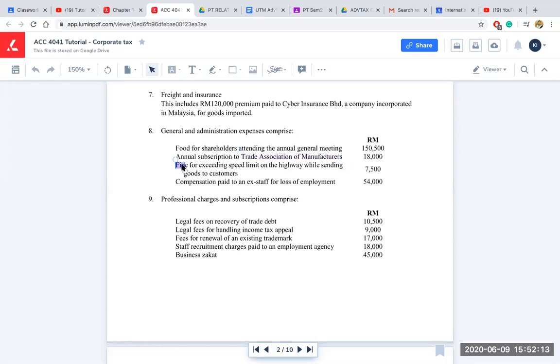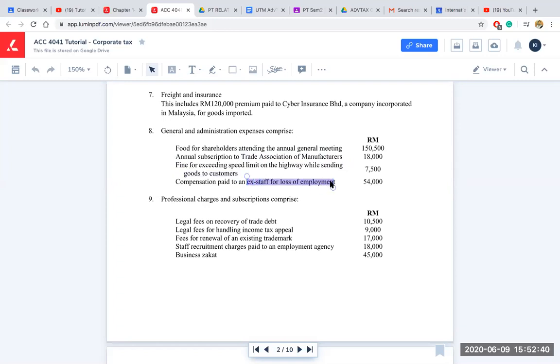Fine. Anything to do with fine or penalty is not allowed. So no need to read the rest, right? Even though the fine is for sending goods to a customer, even though it's for customer purposes, violation of law is not allowed. Yeah, so add back. Compensation to pay to an ex-staff for loss of employment.